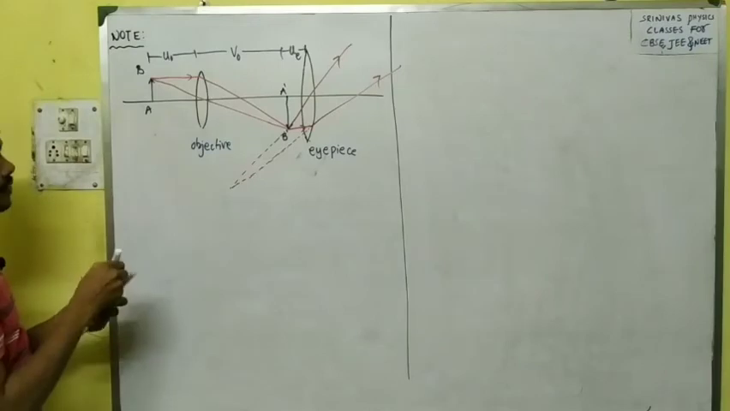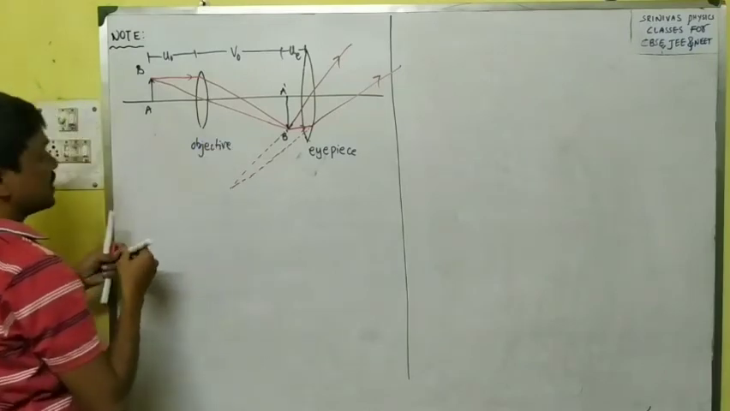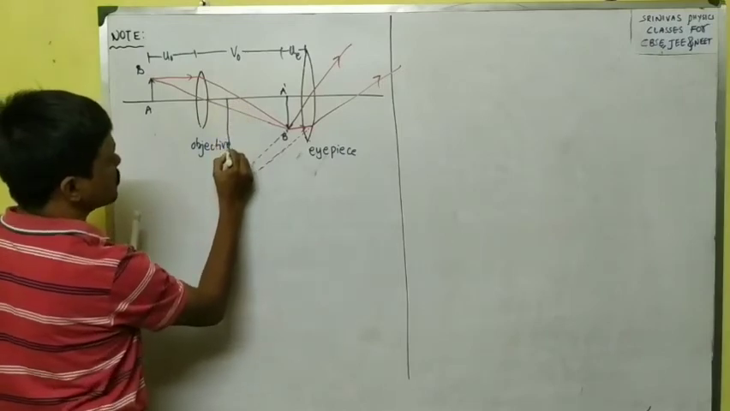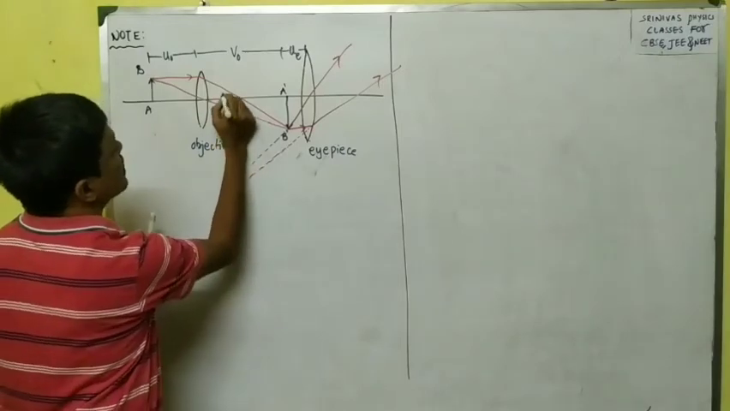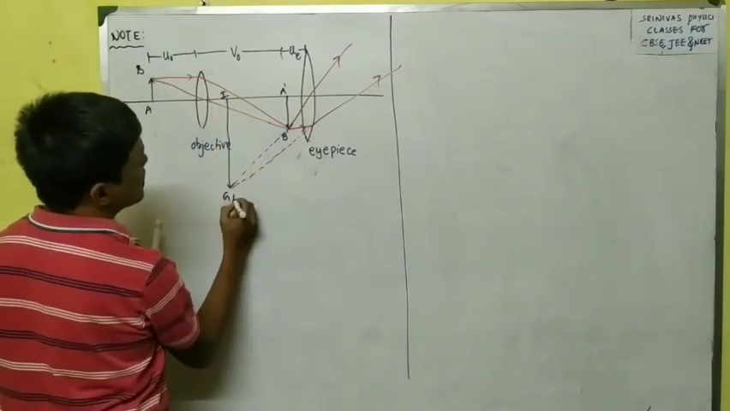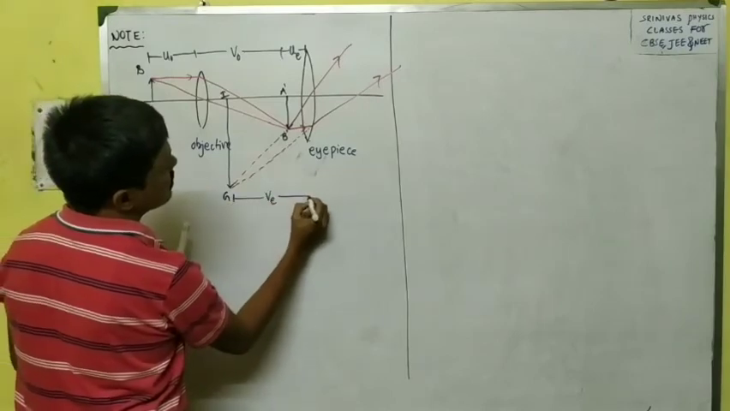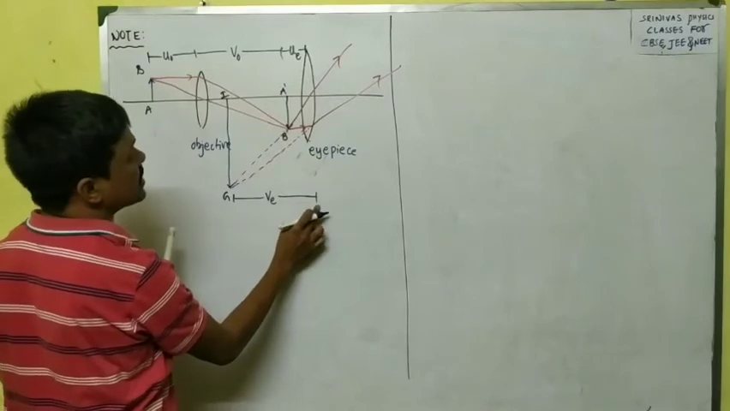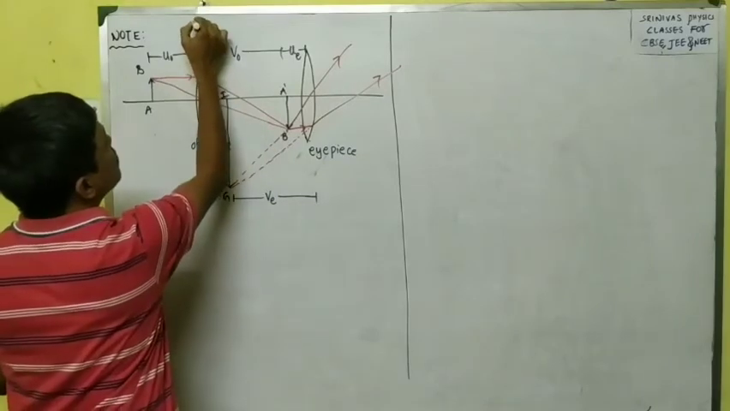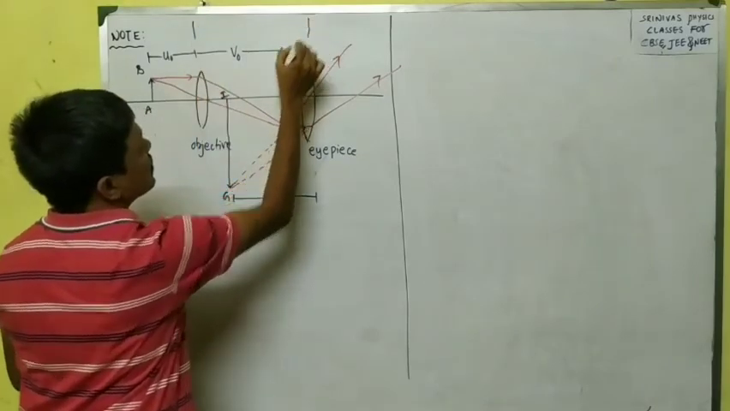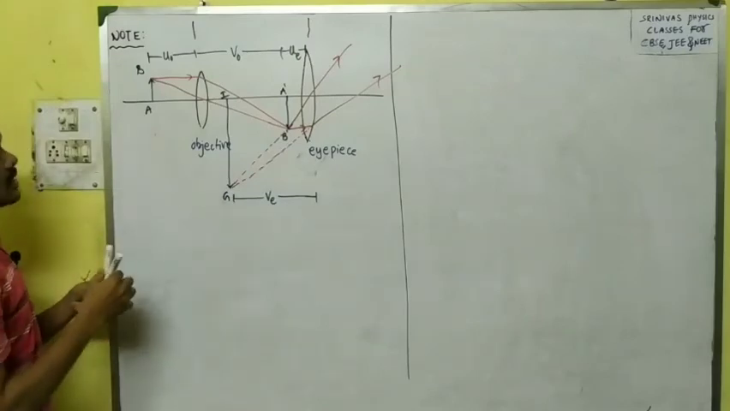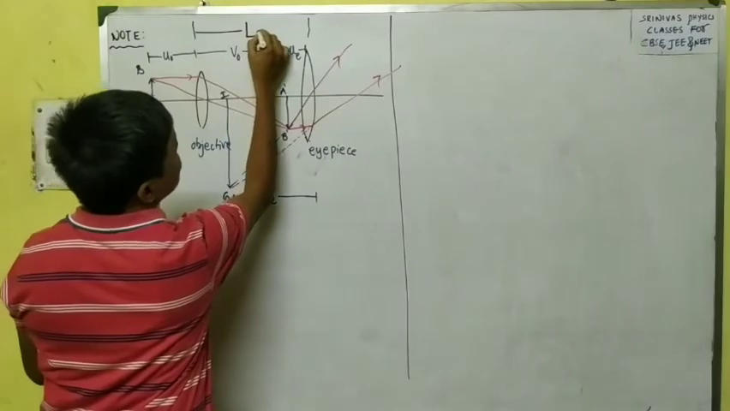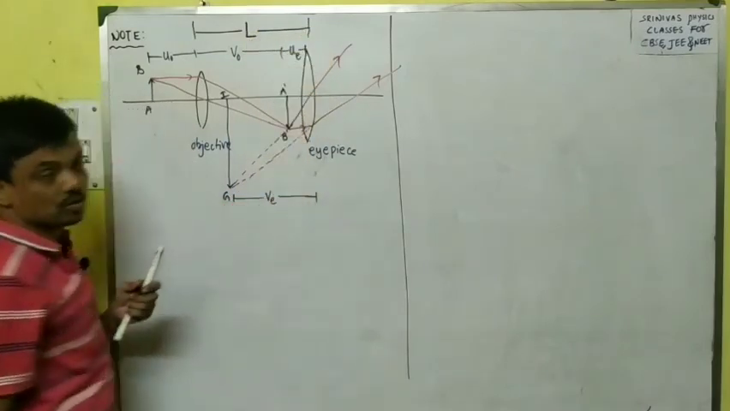Previously we drew this, and this is the final image. The final image is I G. That means the final enlarged image will appear for you. This image distance is V E. For the eyepiece, object distance is U E and image distance is V E. And the distance between the two lenses is called the length of the compound microscope.